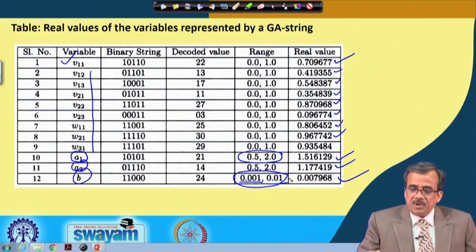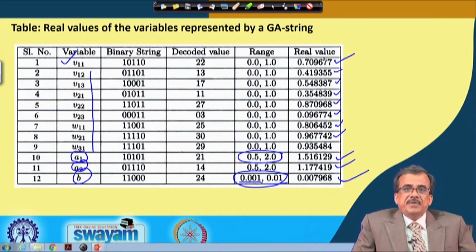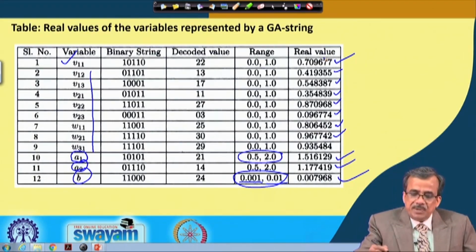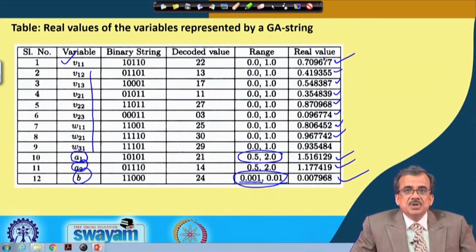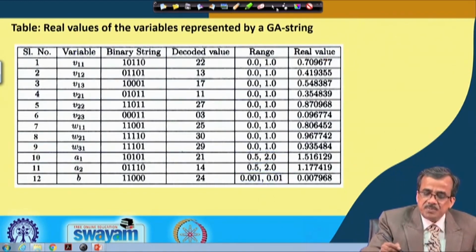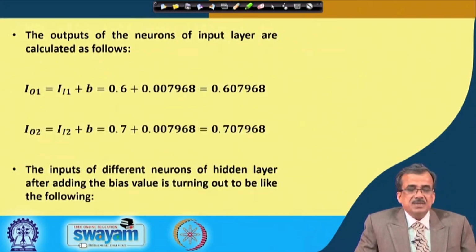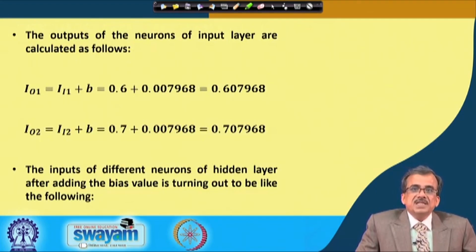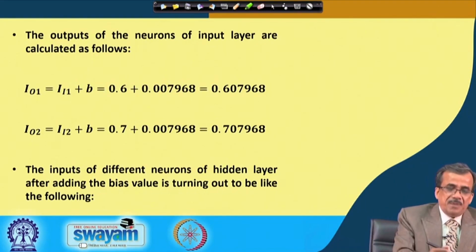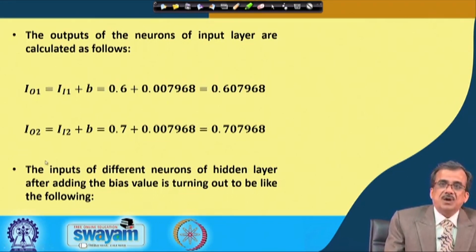So, I can find out the real values for each of these variables, and once you have got the real values, my network is ready. Once this network is ready, I can pass the training scenario, that is the known input-output relationship. For example, if I pass the set of inputs, I will be getting the output. Let us see how it works.